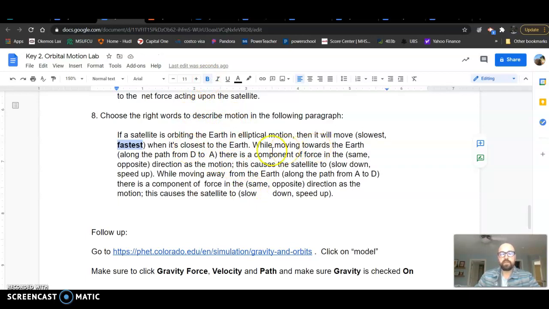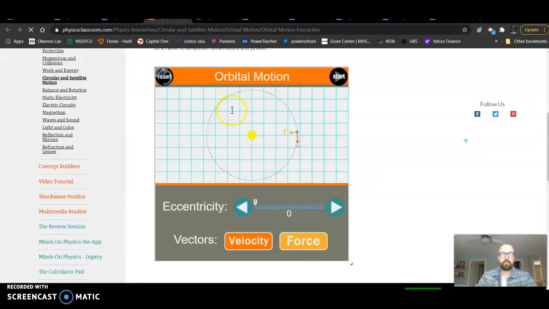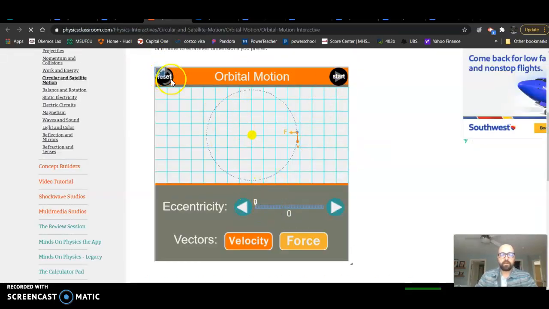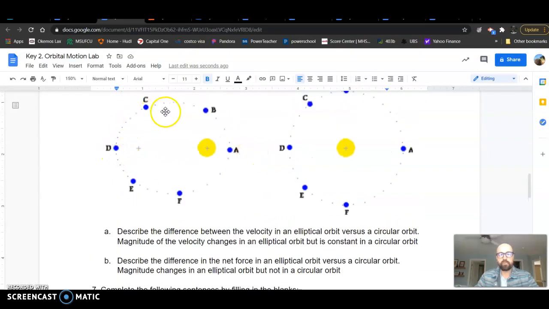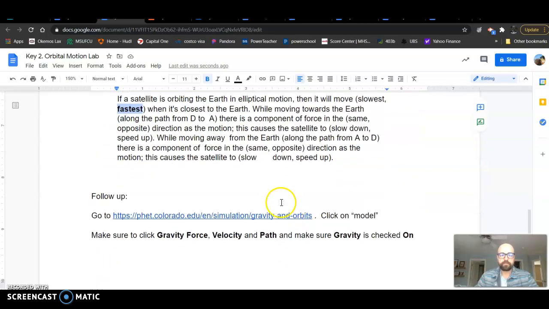And while moving towards the Earth from D to A, so if we go back to this and reset it, it moves like this. So now it's moving towards the Earth, right here. And so the D to A reference comes from this part right here. As it moves from D to A, there's a component of force in the same direction.